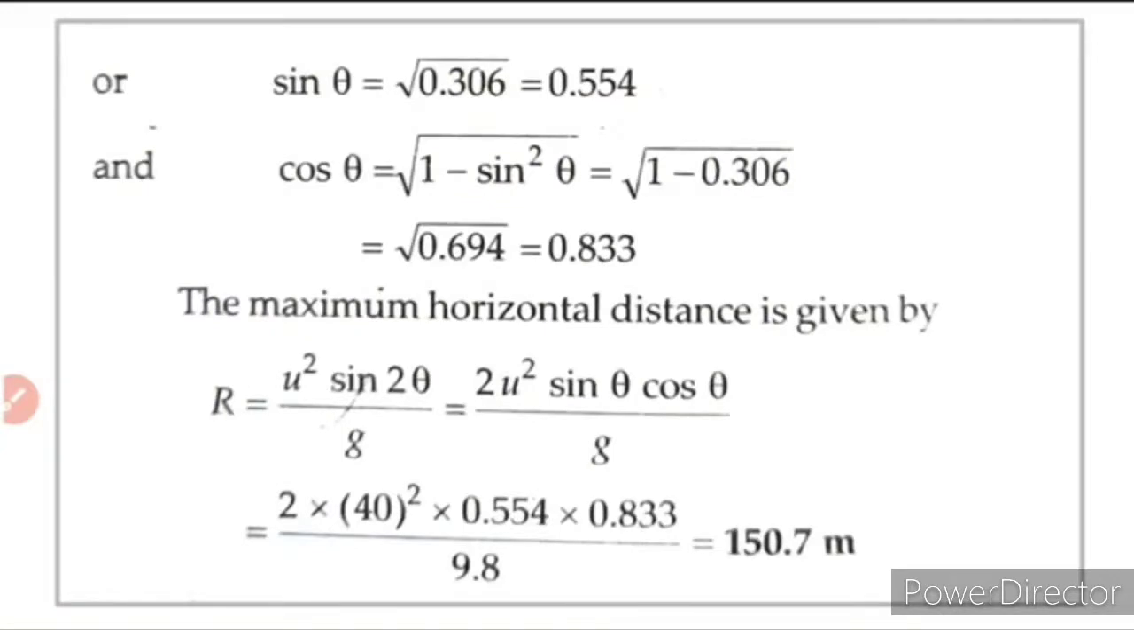From that sine theta, you will get cos theta, using the equation sine square theta plus cos square theta equal to 1. You have studied this last year. So, you will get cos theta to be 0.833.